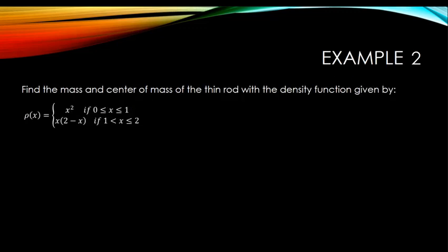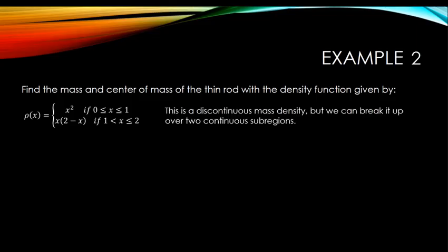Let's work an example. I want to find the mass and center of mass of a thin rod with the density function given by rho of x is equal to the piecewise defined function that tells me my density is x squared if 0 is less than or equal to x, which is less than or equal to 1, and density is equal to x times the quantity 2 minus x if 1 is less than x, which is less than or equal to 2.